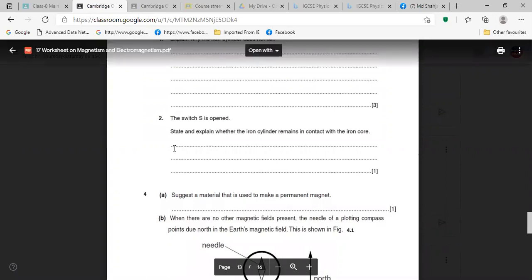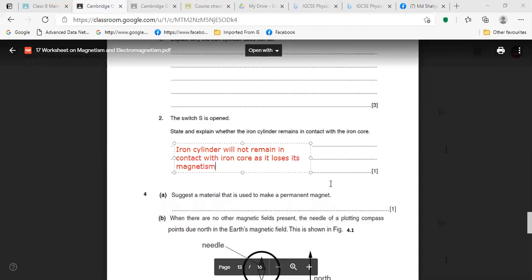Hello. Yes, sir. So what should be your answer? The iron cylinder will not remain in contact with iron core as it loses its magnetism, right? Is it clear?